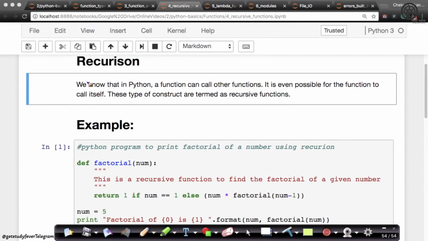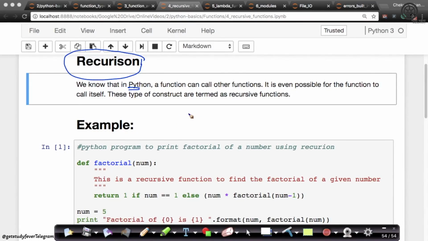So recursion is a very, very interesting method, and this exists in multiple languages, not necessarily only in Python. Recursion basically means calling a function within a function. So in a nutshell, that's what it is. But let's understand why it's needed.